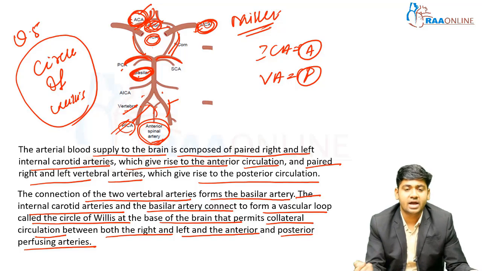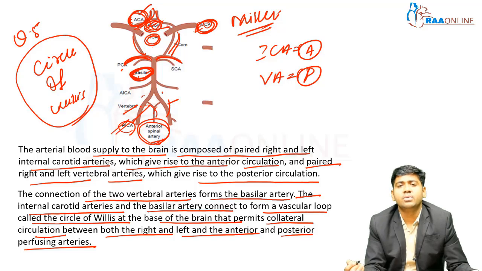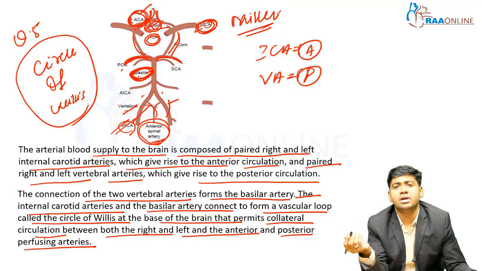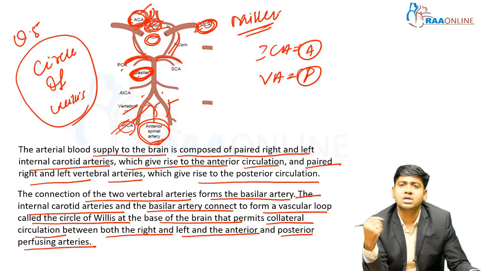So this is basically the diagram of the circle of Willis. Mostly the anterior circulation is formed by the internal carotid artery, and the posterior circulation by the vertebral arteries. The vertebral arteries combine to form the basilar artery, which forms the posterior cerebral arteries. The internal carotid artery gives rise to the anterior cerebral artery and middle cerebral artery. The anterior communicating artery and posterior communicating arteries form a loop known as the vascular loop, which is the circle of Willis.